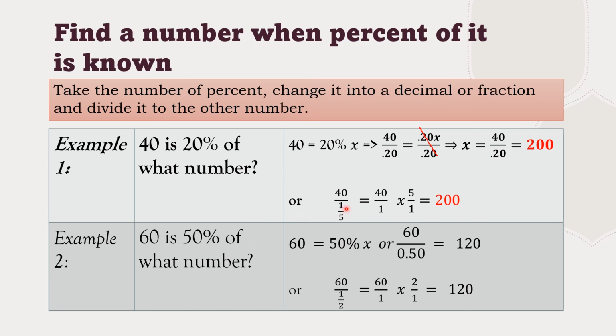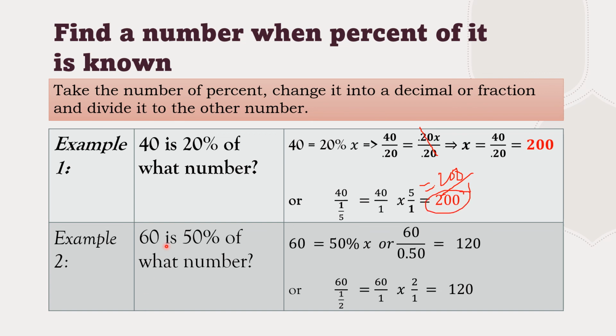Now, what if we are going to use a fraction? So this will become like this: 40 over 1/5 is equal to 40 over 1 divided by 1/5. And then, since it is division, we change that division sign into a multiplication sign, and proceed to multiplication by getting the reciprocal of our divisor. So 40 times 5 is 200, and 1 times 1 is 1. So 200 divided by 1 is still 200.